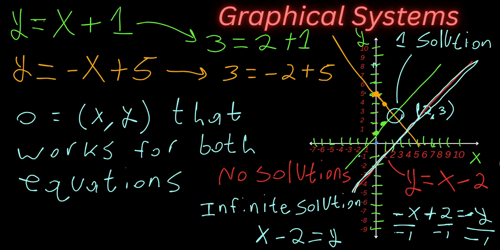It overlaps that red line, meaning these two are a system, and they share infinite solutions. Every x and y value within that line will satisfy the system. So that's the three possible solutions.